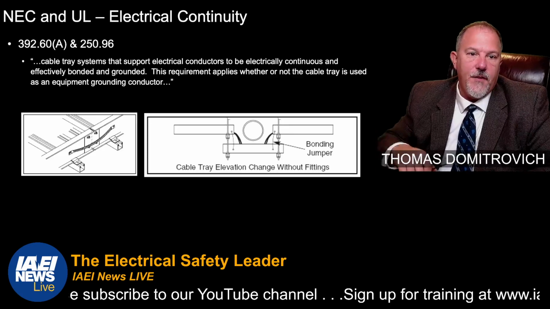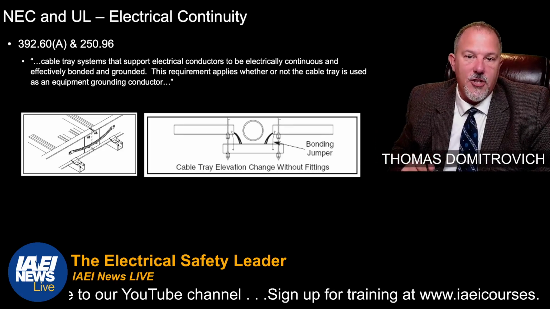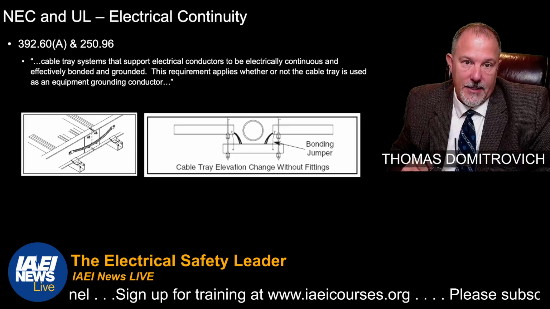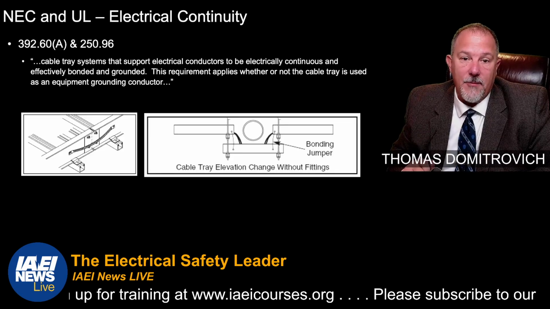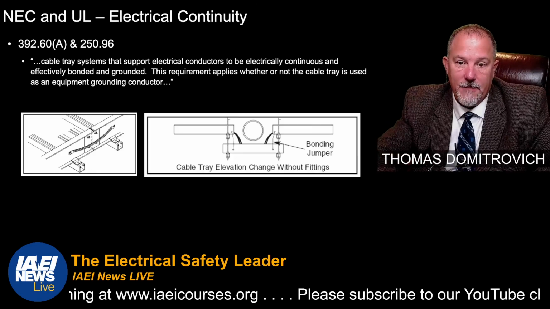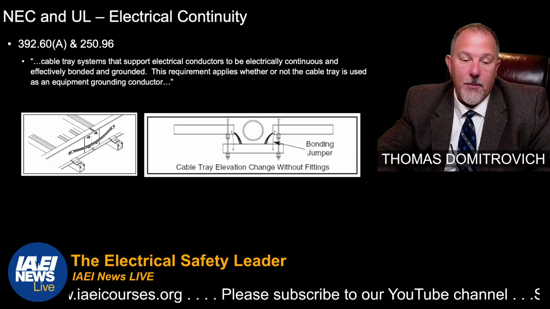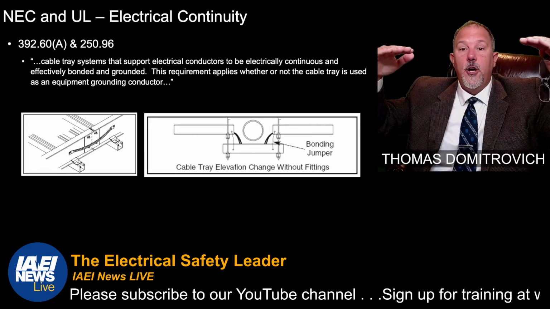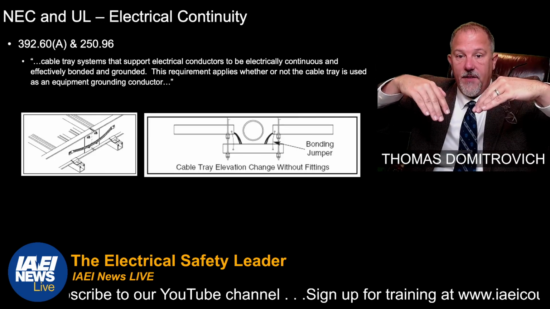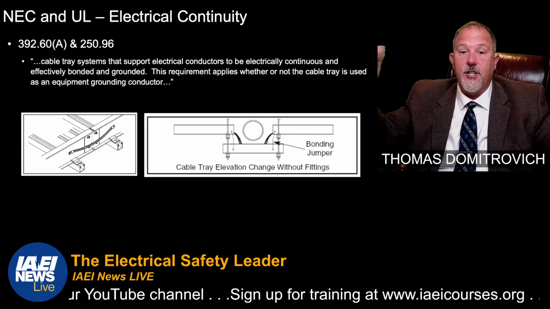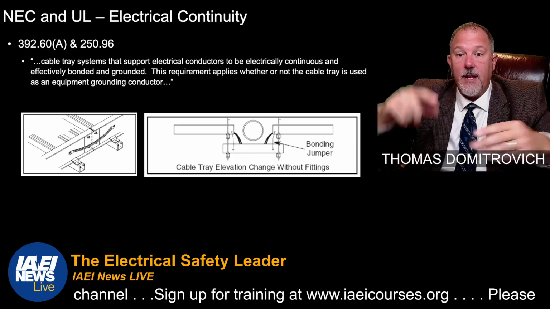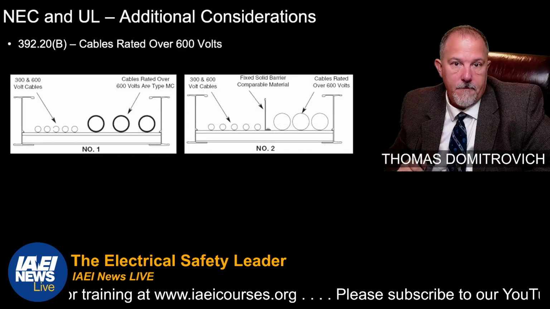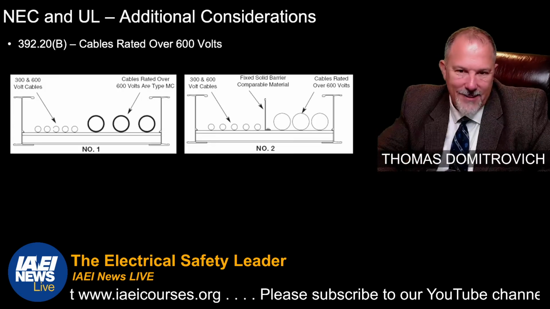392.60(A) and 250.96 require cable tray systems that support electrical conductors to be electrically continuous and effectively bonded and grounded. The requirement applies whether or not the cable tray is used as an equipment grounding conductor. You have to have your bonding jumpers in place. We saw some pictures of that. This is two troughs coming into a lower trough that might be going the same direction or a different direction, and you're spilling into that and then moving in. They have to be bonded together, even though they're separated, or because they're separated.